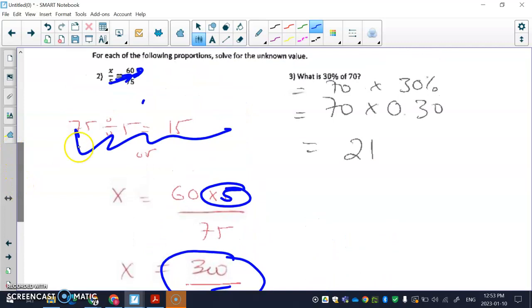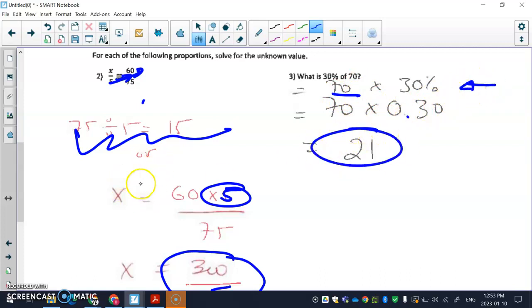And then to get a percent of a number, you just multiply. 70 times 30%, or 70 times 0.3. If you have a calculator that can do this for you, use it. Either way, you get 21. And that's it. Hope that wasn't too hard.